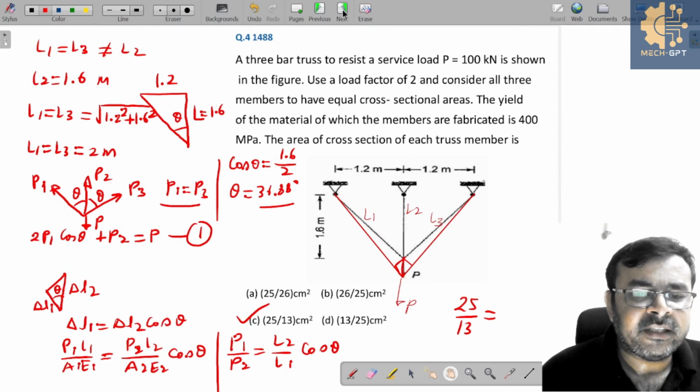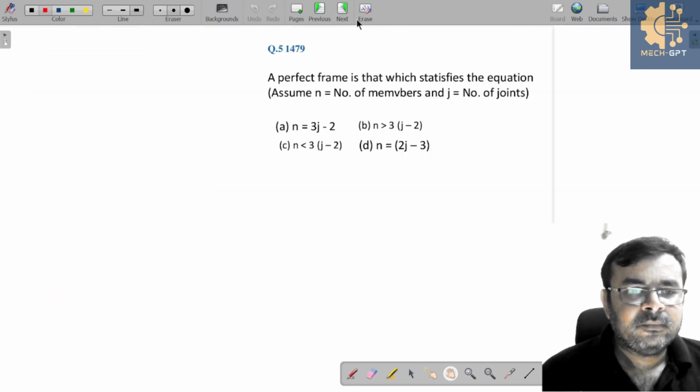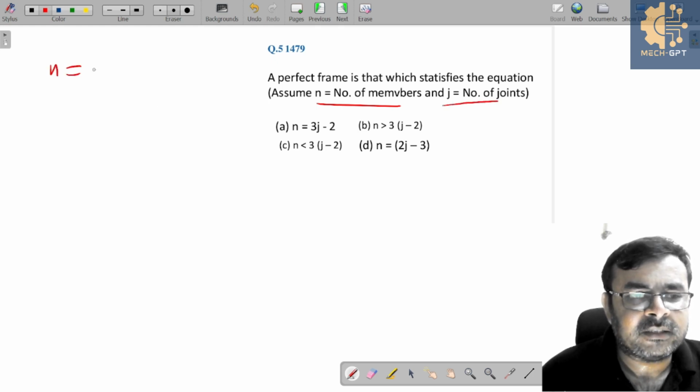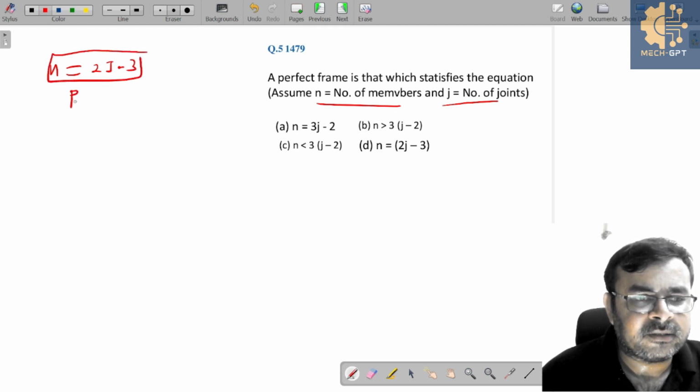So this is a little lengthy question. Okay, so what about this? A perfect frame is that which satisfies the equation. This is a very simple question. n is the number of members and j is the number of joints. So obviously we know that this relation n is equal to 2j minus 3. This is the condition for a perfect truss.